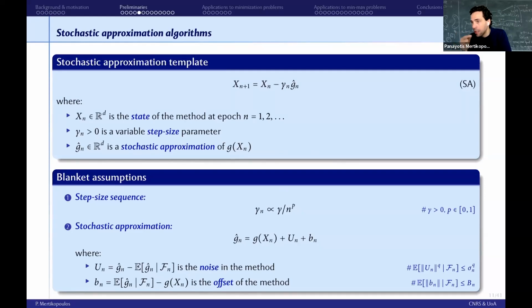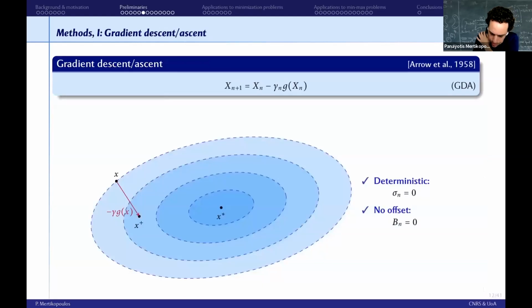But we will see below, and I will show some concrete examples, that this offset could actually be used to model an extensive range of algorithms other than standard gradient descent. All right, so let me go right into presenting some examples.